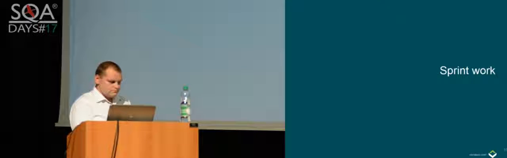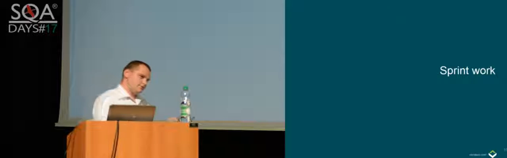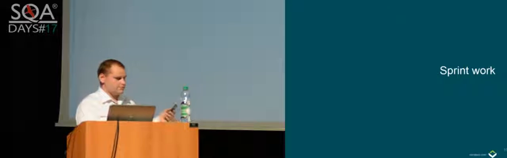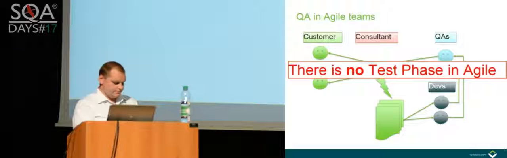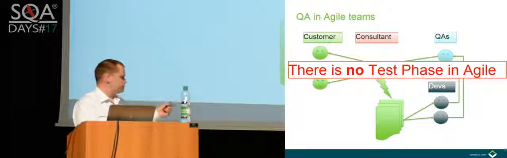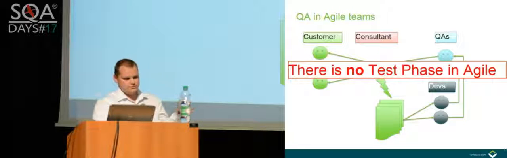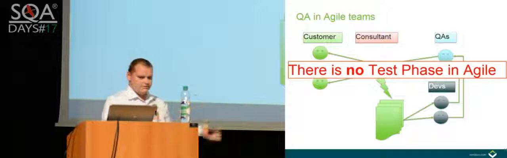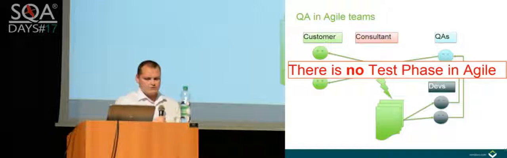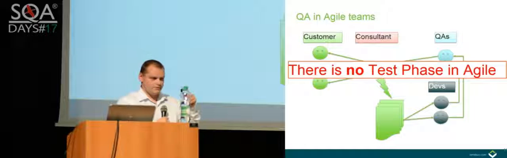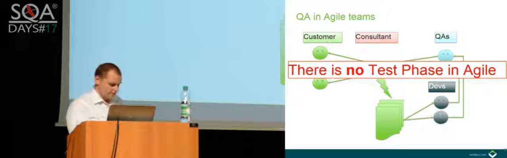Now let's assume that we met these criteria for a foundation sprint, and we can start our sprint work. And our typical agile team looks something like that. We have a customer, we have some consultant who speaks with the customer, he defines the requirements, and then developers develop it, QAs test it, and it's a nice circle, because agile loves circles.